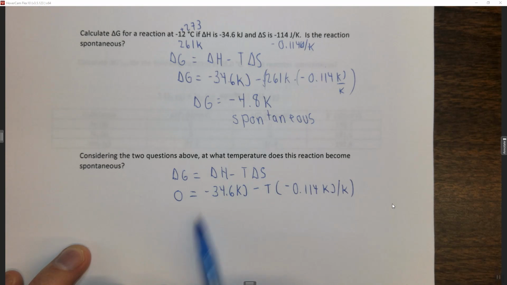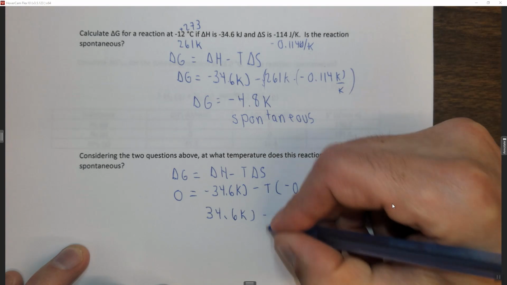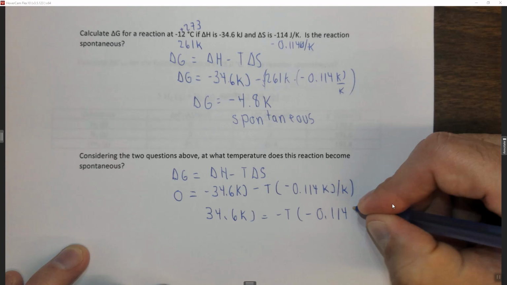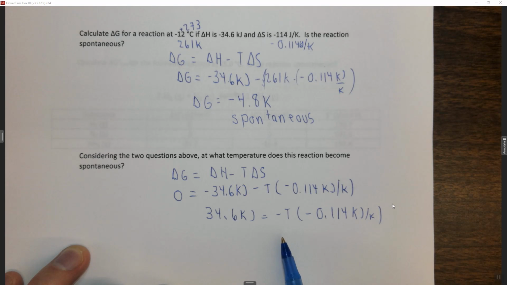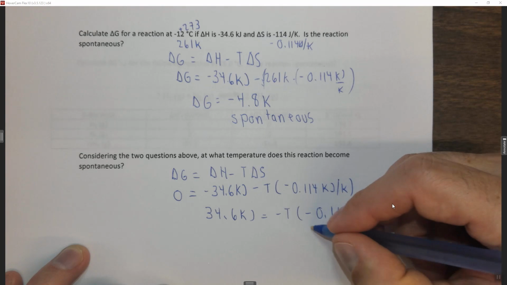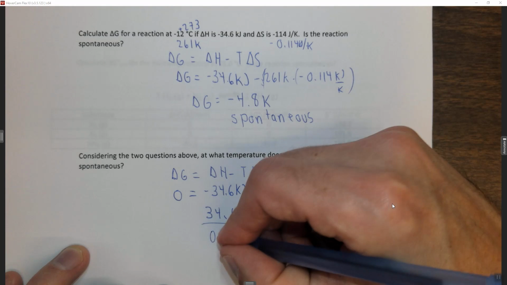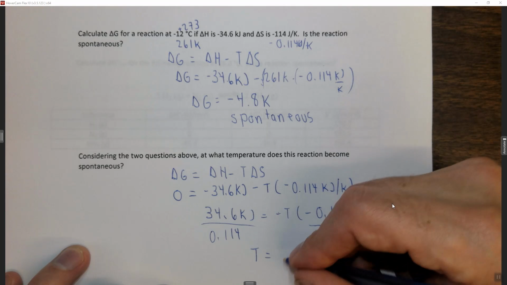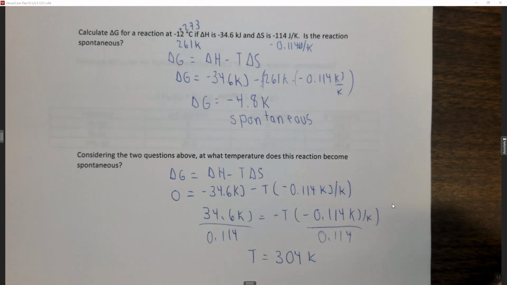So the first thing I'm going to do is add 34.6 to both sides. So 34.6 kilojoules equals minus T times minus 0.114 kilojoules per K. Okay, then if you multiply through the two minuses, this becomes positive. So if we just divide by the positive 0.114, because we have a minus times a minus, we find that T is going to be equal to 304 Kelvin. So 304 Kelvin is the tipping point.